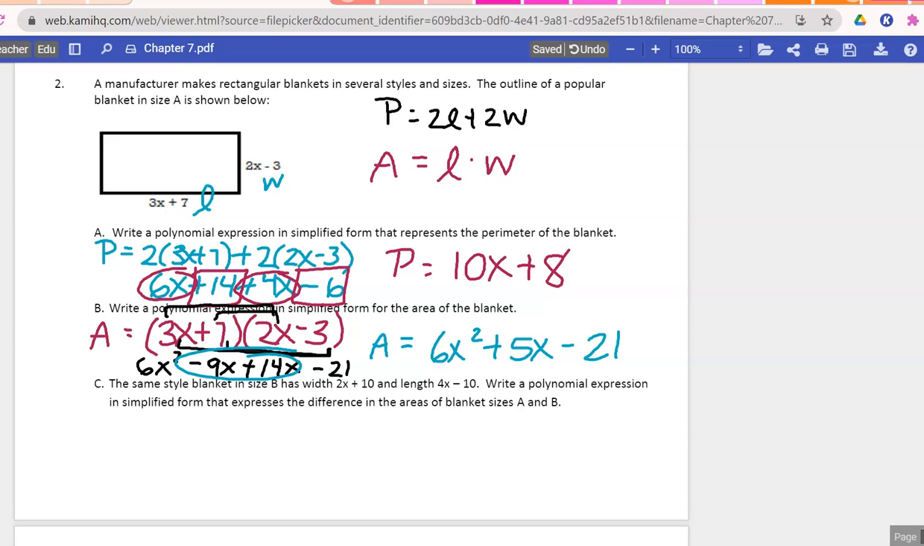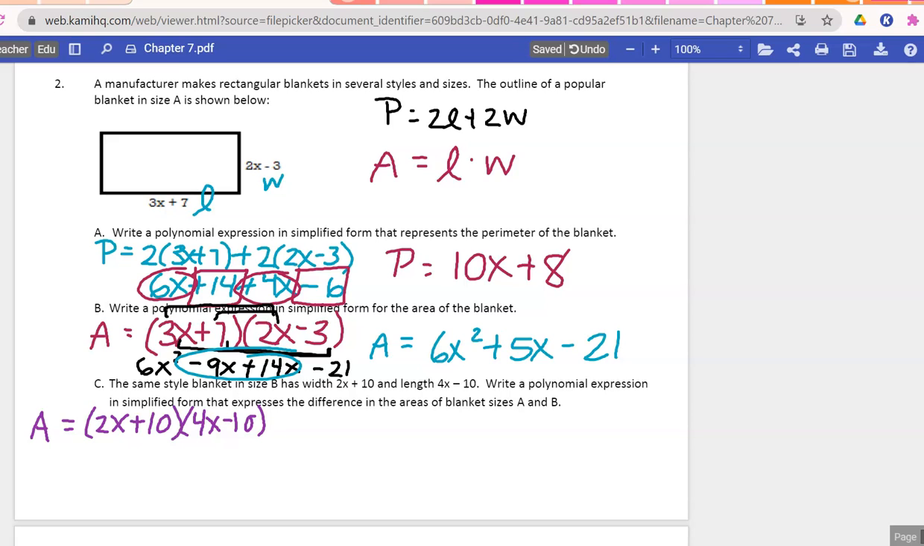Last part of this tells you that the same style blanket in size B has a width of 2x plus 10 and a length of 4x minus 10. We're going to write a polynomial expression in simplified form that expresses the difference in areas of blanket sizes A and B. So the first thing we want to do is write an expression for the area of that blanket in size B. So your area here is going to be 2x plus 10 times 4x minus 10.